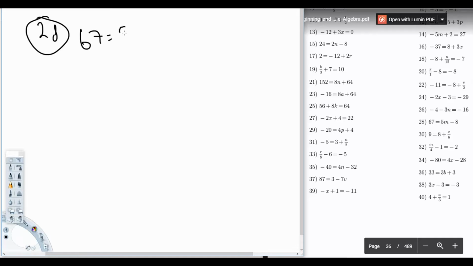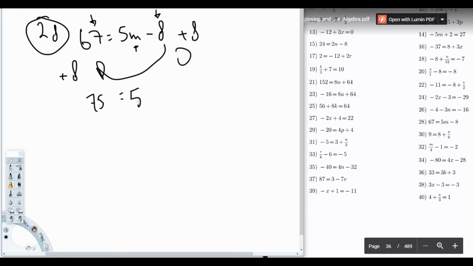67 equals 5m minus 8. Once again, we don't know what this is. We know what this is. We know what this is. So we're going to just move this bugger over. And we will do that by adding 8 on both sides. And we're left with 75 here, right? 67 plus 8. Then minus 8 plus 8 equals 0.